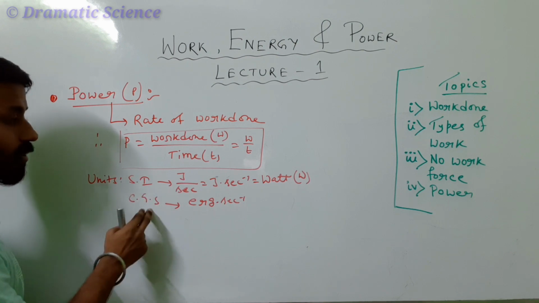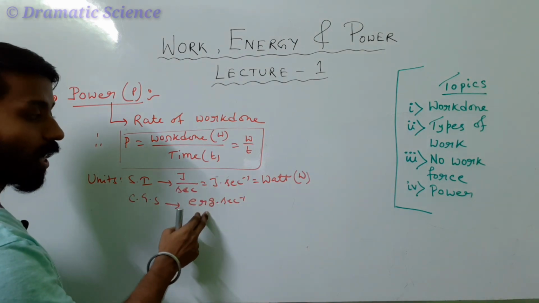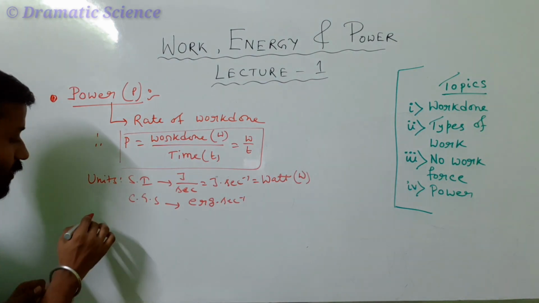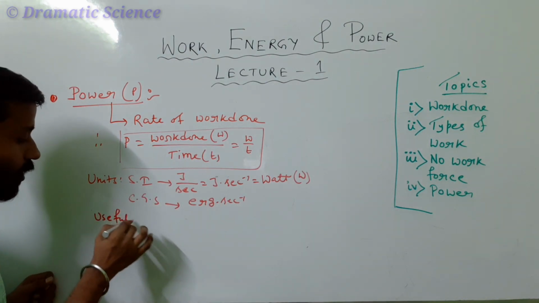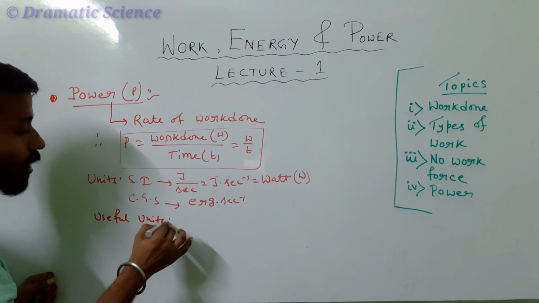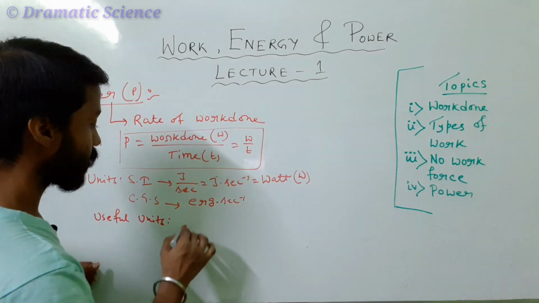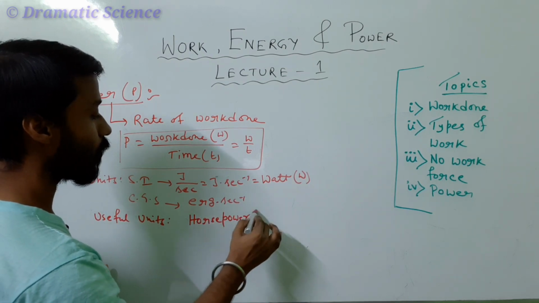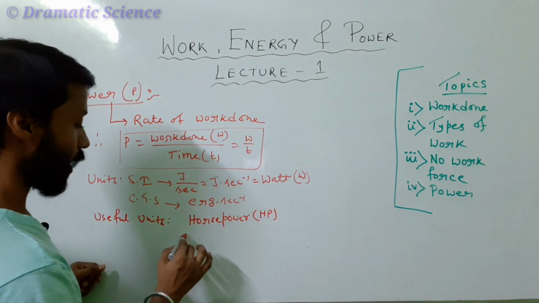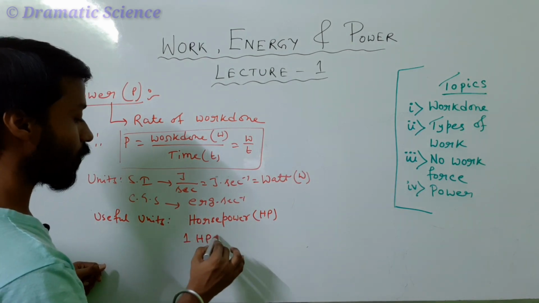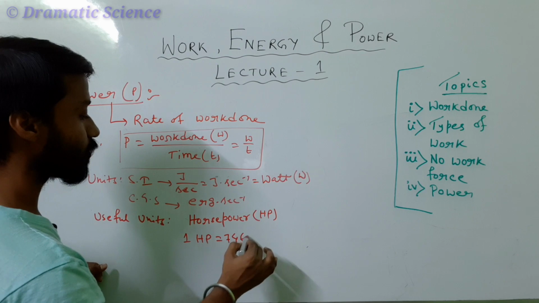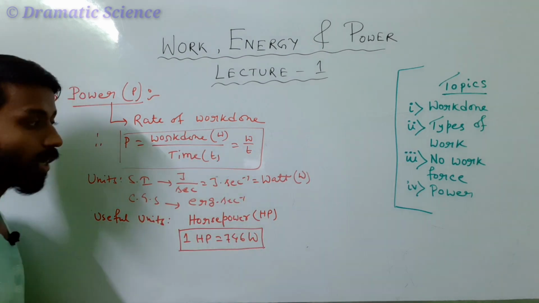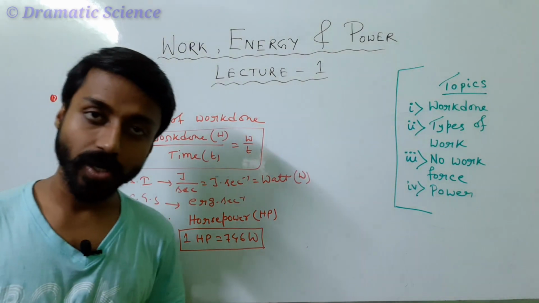And in the case of CGS, joule will be replaced by erg and second is always second, so erg second inverse. And it has another useful unit that is used in cars or basically factory purposes, which is called horsepower. Horsepower, that is HP, and we define 1 horsepower as 746 watt. So this is the relation between horsepower and watt, right?